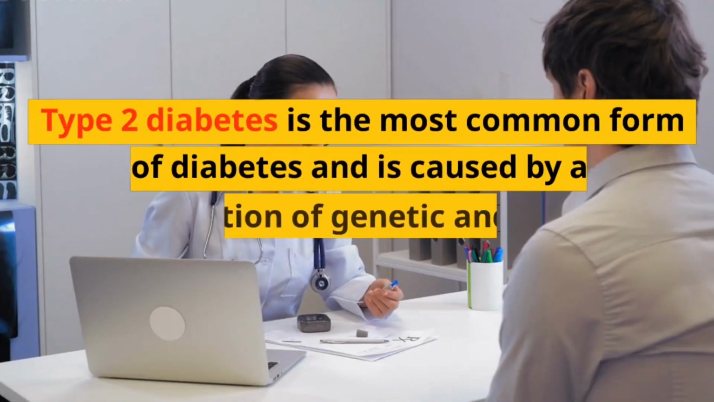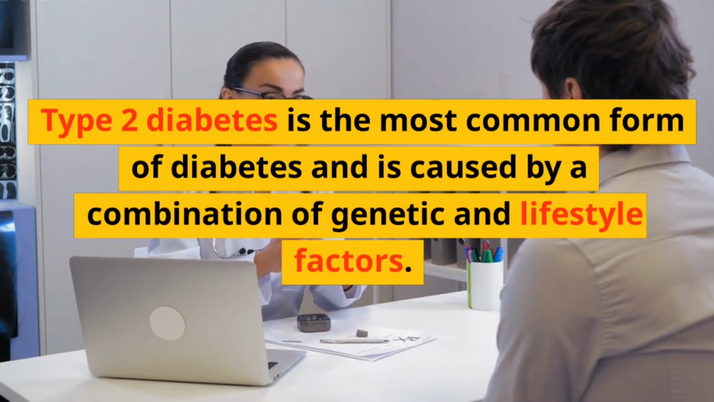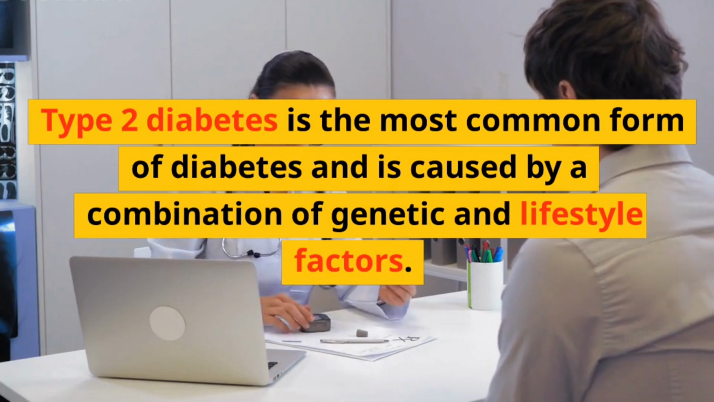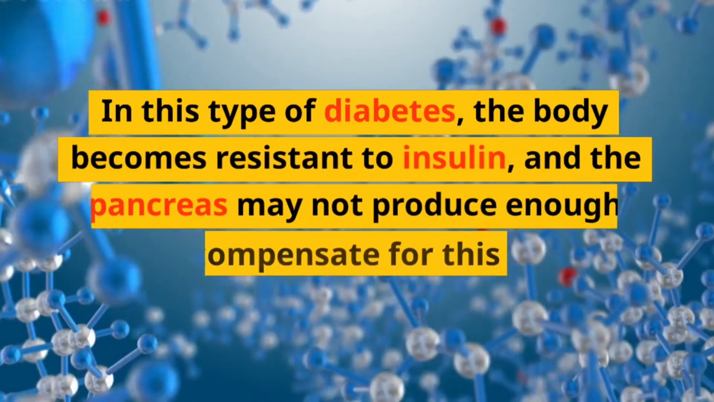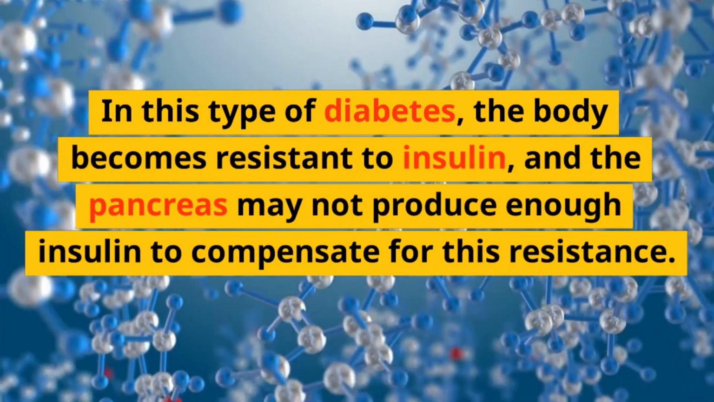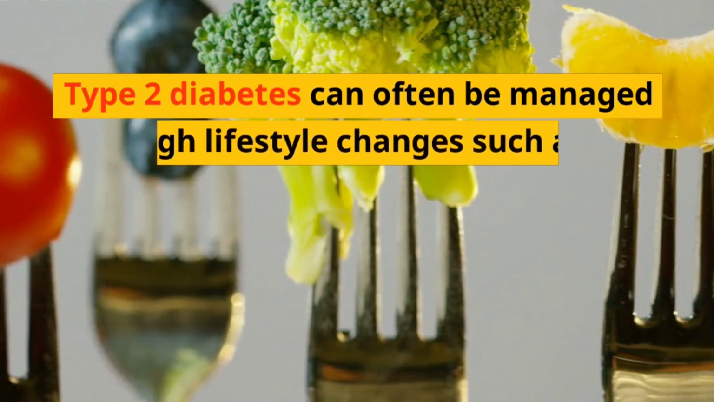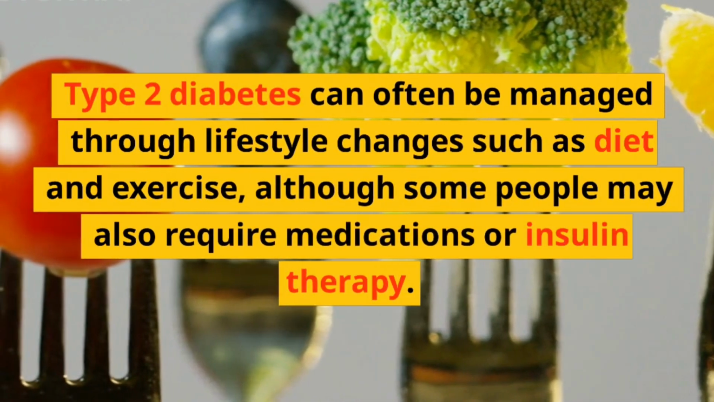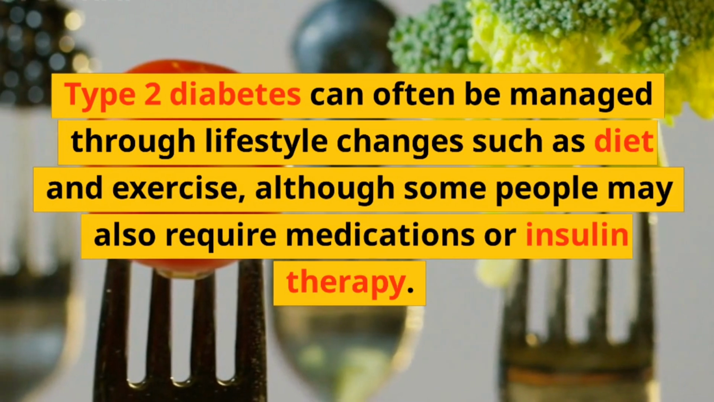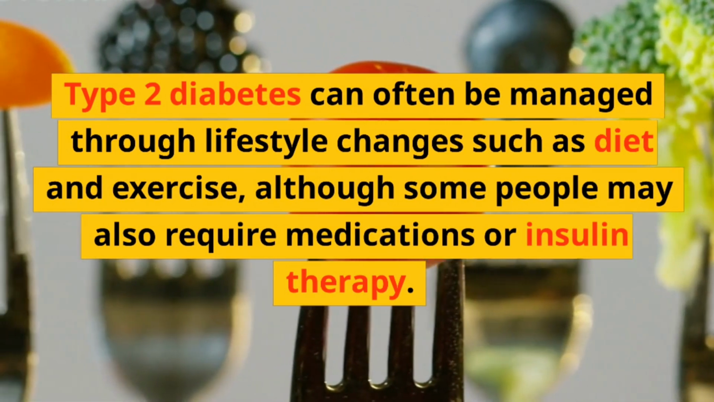Type 2 diabetes is the most common form of diabetes and is caused by a combination of genetic and lifestyle factors. In this type of diabetes, the body becomes resistant to insulin, and the pancreas may not produce enough insulin to compensate for this resistance. Type 2 diabetes can often be managed through lifestyle changes such as diet and exercise, although some people may also require medications or insulin therapy.